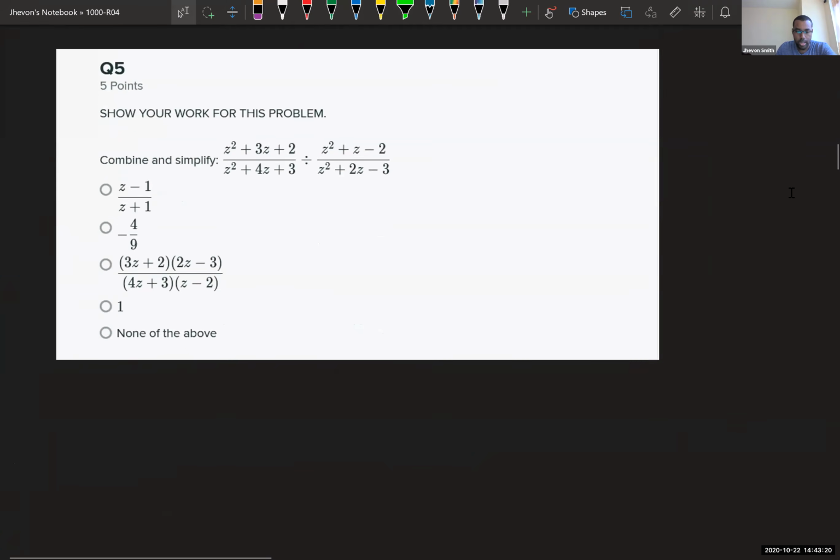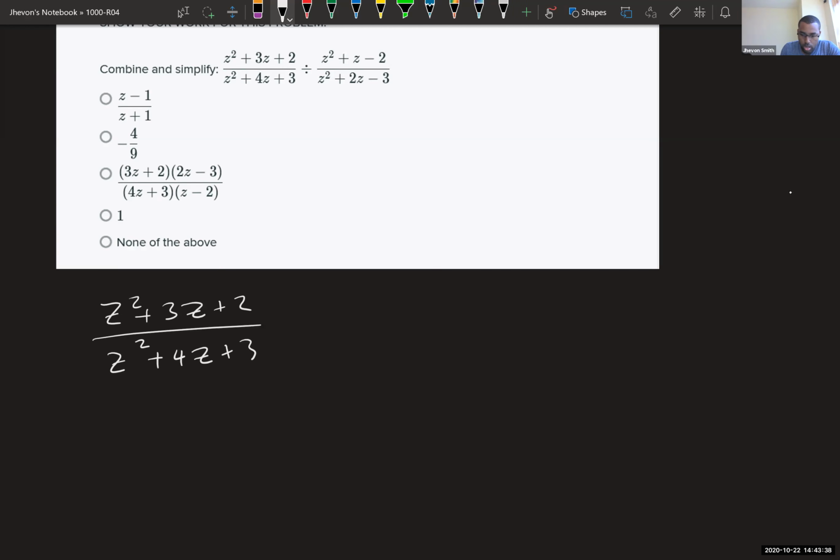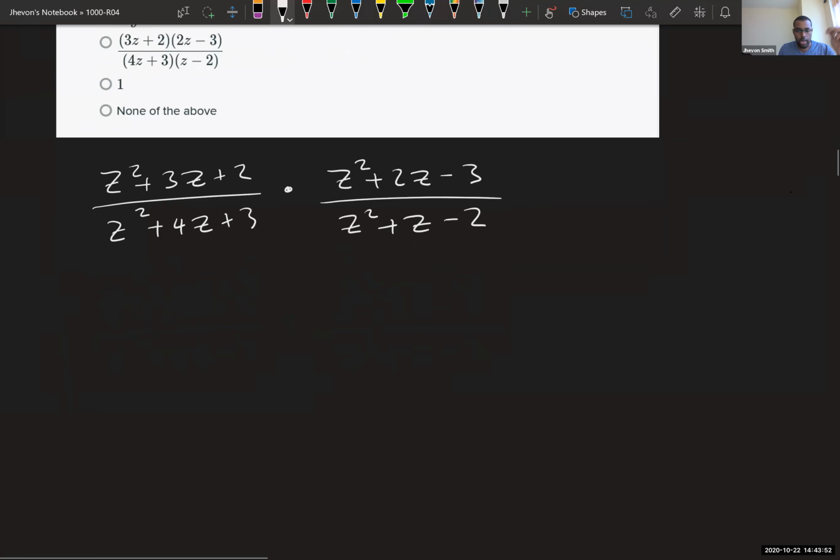Moving on to problem 5. This is dividing two rational expressions. So we're going to do the whole keep, change, flip idea. So we're going to keep the first one, change this to a multiplication, flip the second one. And we also know that we want to see if things factor and cancel to simplify.